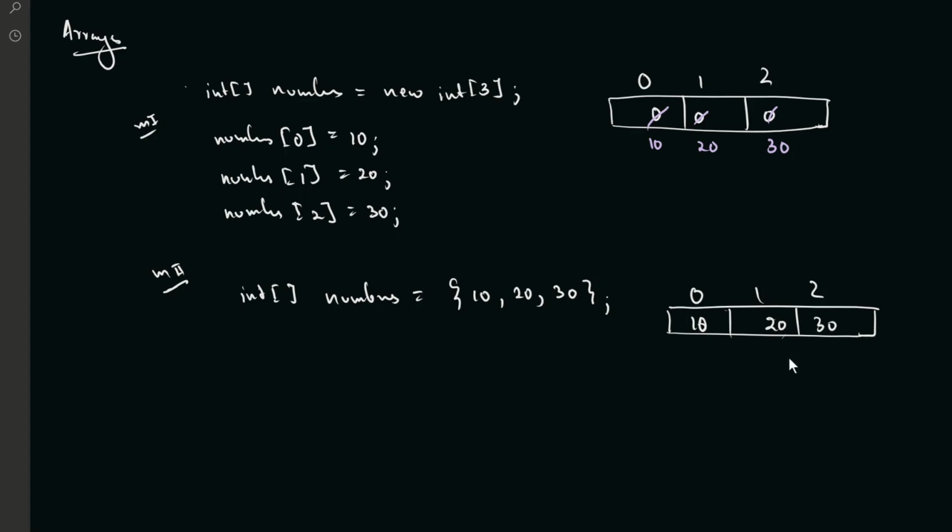All right, so yeah, these are the two methods. If you don't know how many elements you are going to store inside an array, or what elements you are going to store in it, then method 1 is applicable. All right, and if you already know what elements you want to store in an array, then you can directly go for method 2. So yeah, this is how you declare an array.